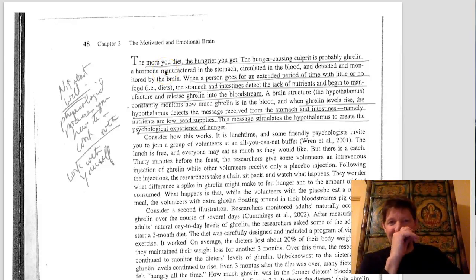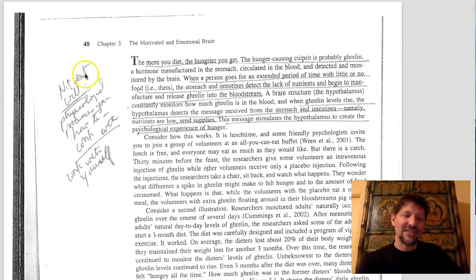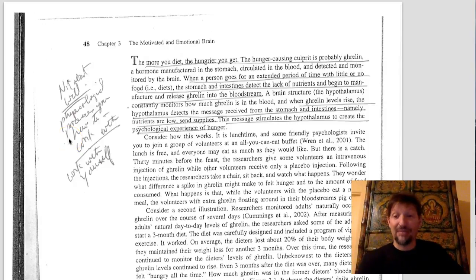The more you diet, the hungrier you get. This is really interesting. Saying diet is not about will, okay? It's about working with yourself if you really want to develop better habits toward eating. The hunger-causing culprit is probably ghrelin. Ghrelin is a hormone manufactured in the stomach, circulated in the blood, detected and monitored by the brain. When a person goes for an extended period of time with little or no food, i.e. diets, the stomach and intestines detect the lack of nutrients and begin to manufacture and release ghrelin in the bloodstream.